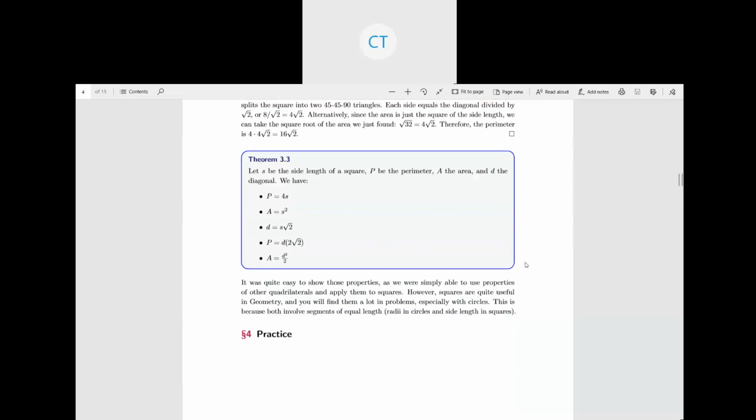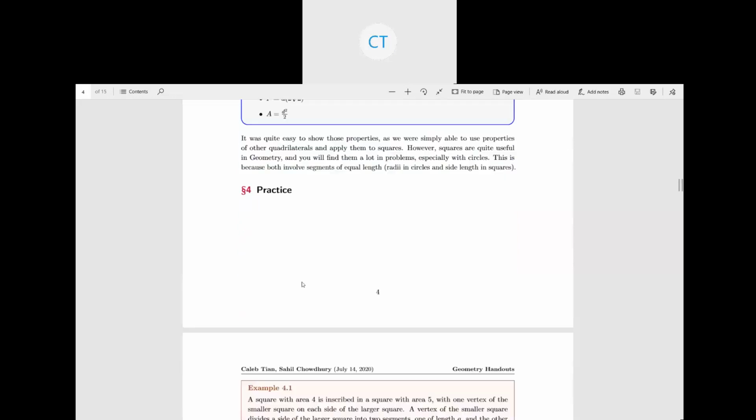And that's why squares are quite easy, but they're also quite useful. They'll show up a lot in problems, especially with circles, because both involve segments of equal length. And you might see some of these in the following problems. And I'm going to hand it over to Sahil for these practice problems.